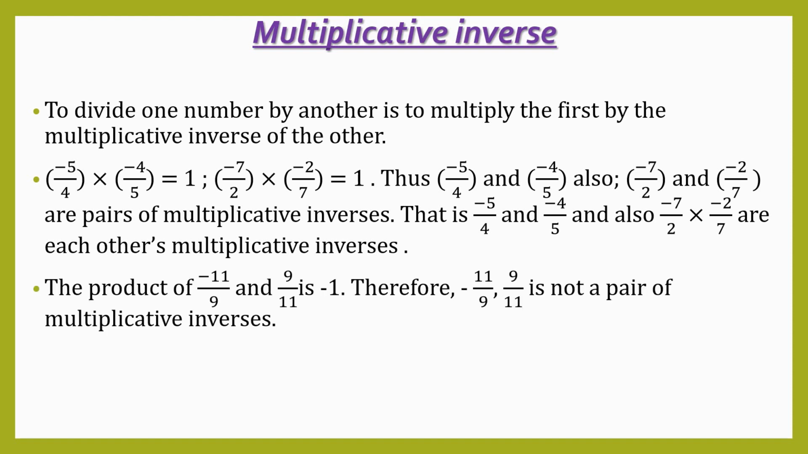The product of minus 11 upon 9 and 9 upon 11 is minus 1. Therefore, we can say that minus 11 upon 9 and 9 upon 11 is not a pair of multiplicative inverses. Thus, we have seen the definition of multiplicative inverse.